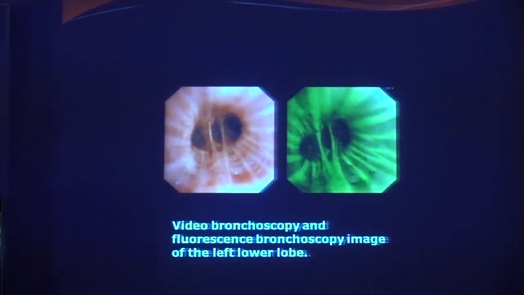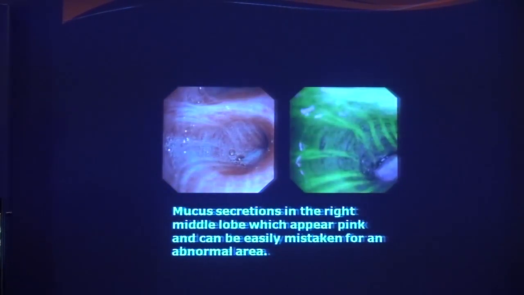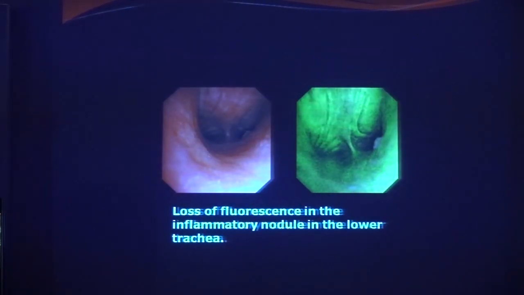And this is how we can see it with the usual bronchoscope and how we can see it with autofluorescence, but this is a normal fluorescence. The mucus secretions will cause a false positive result and make it look as if it is pink. And this is the loss of the fluorescence in inflammation. So it is not that accurate, and this is the drawback that led to more advancement.